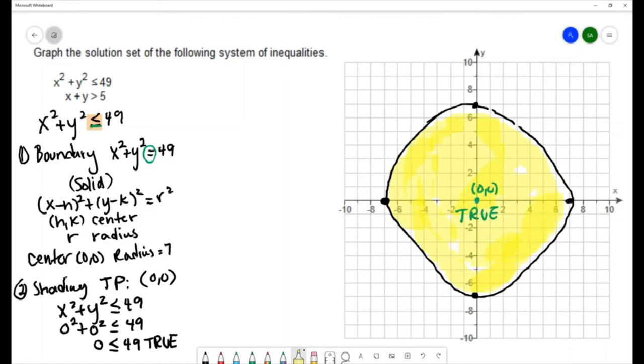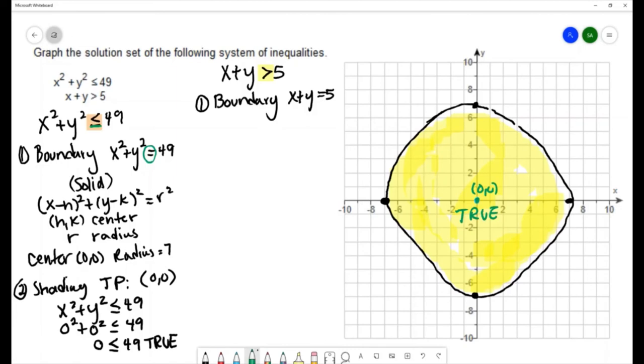So now we have a picture for our first inequality, and we'll do the same thing for the second inequality. That's x plus y is greater than 5. We'll start with the boundary. To get our boundary, we'll replace that inequality symbol with an equal sign. That's x plus y is equal to 5. We want to decide whether to draw that boundary with a solid or dashed line, whether we're going to include that boundary in the solution set or not include it.